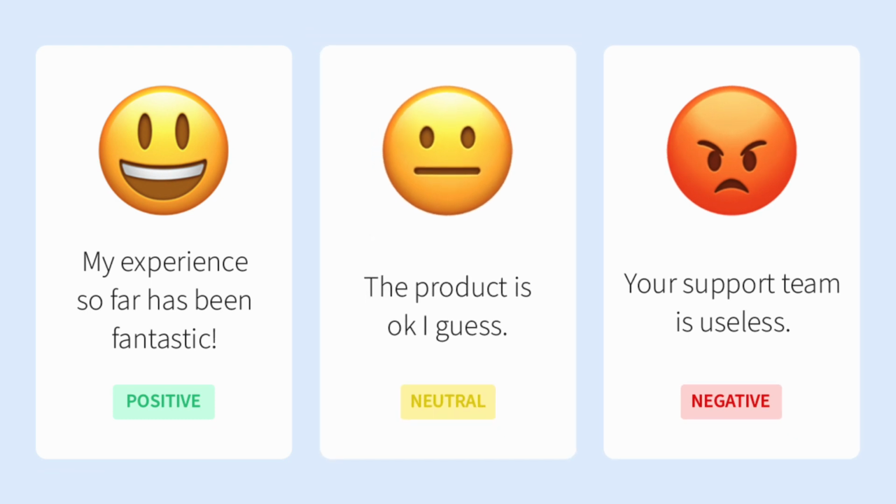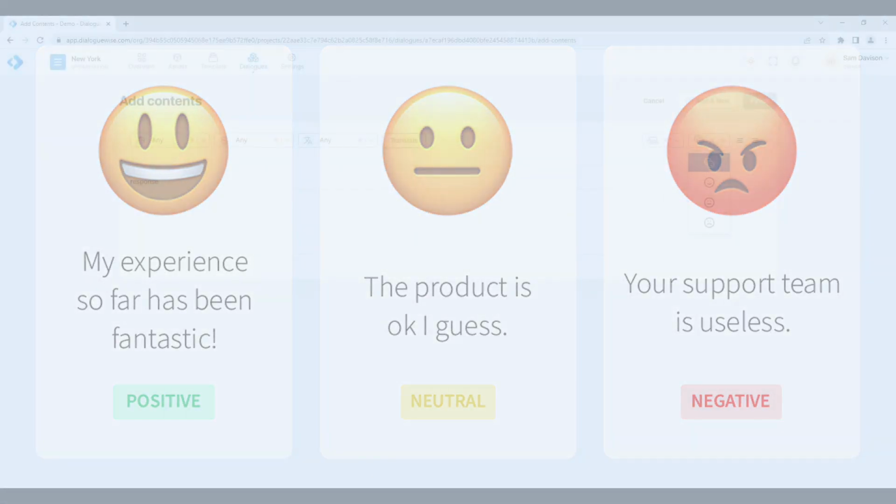With the sentiment targeting feature in Dialoguewise, you can easily target specific content based on the sentiment of a given text. And it's really easy to do this using our platform. Please note, this feature is only available for paid plans. Let's have a look at how this is done.